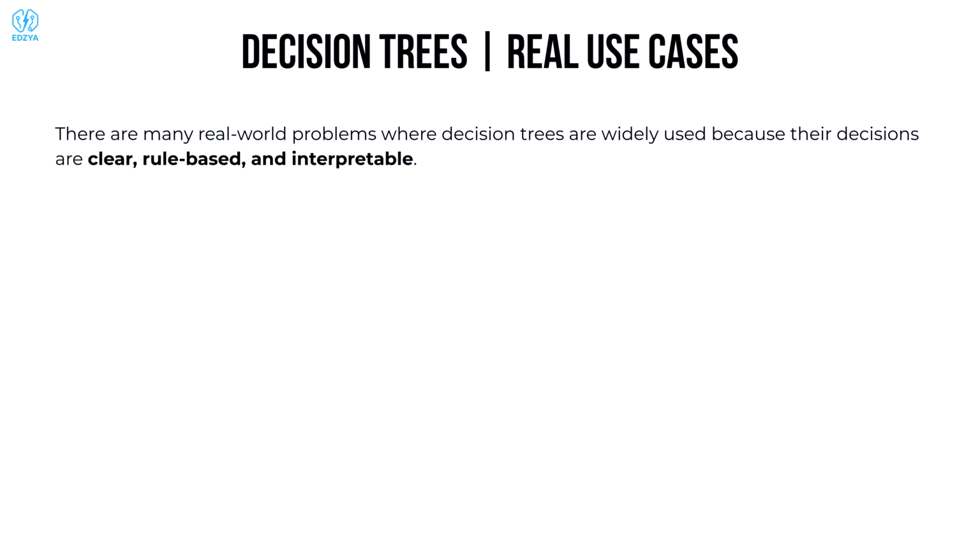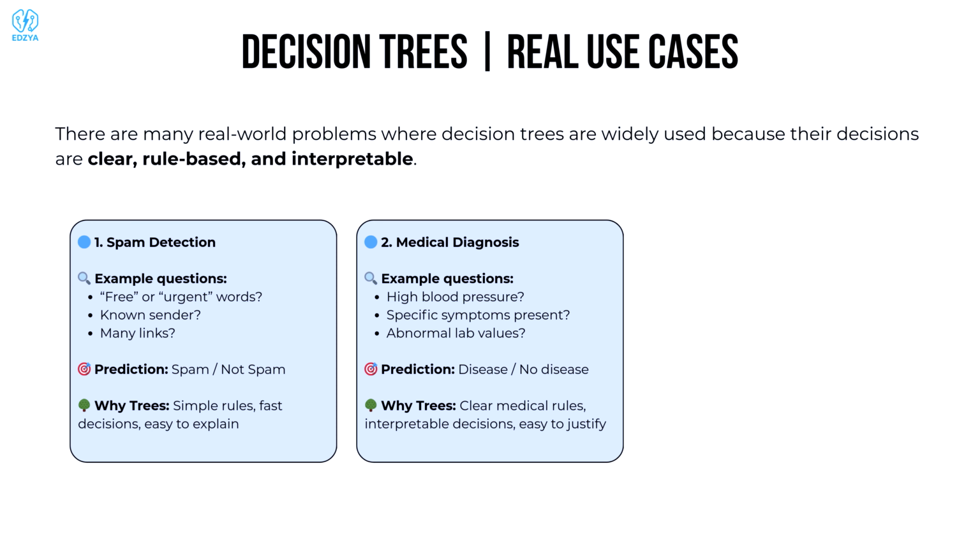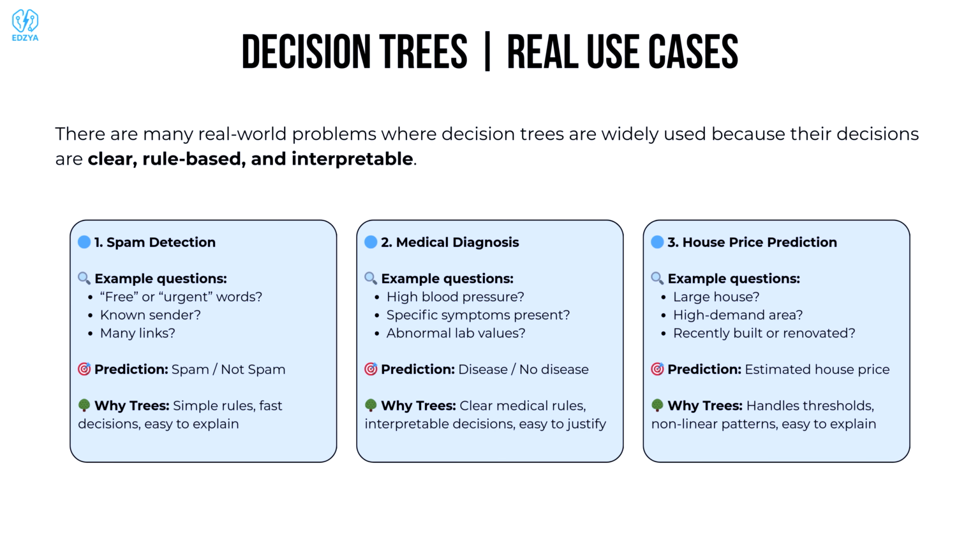Decision trees are widely used in real-world systems because their decisions are clear and easy to explain. In spam detection, the model asks simple questions like specific words, known senders, or many links. Each answer narrows the choice until the email is classified as spam or not spam. In medical diagnosis, trees follow clinical questions about symptoms, tests, and risk thresholds. This makes decisions interpretable and easier for doctors to justify and trust. In house price prediction, trees split on size, location, and property characteristics. They handle thresholds and nonlinear effects while staying understandable. In all these cases, decision trees turn complex data into clear, rule-based decisions.